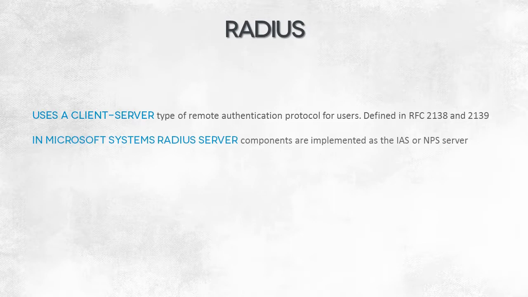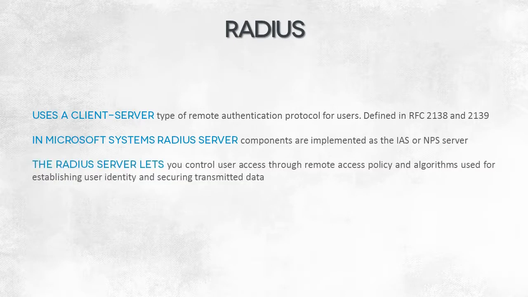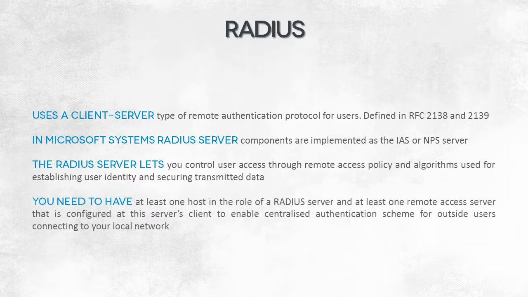NPS, Network Policy Server, has been available from Windows Server 2008 onward. And IAS, Internet Authentication Service, can be found even in earlier versions of Windows. The Radius server is a central place that allows you to authenticate remote users and control their access. Remote users are defined as those who connect from outside the local network using, for example, VPNs. The Radius server controls remote access servers, RAS.